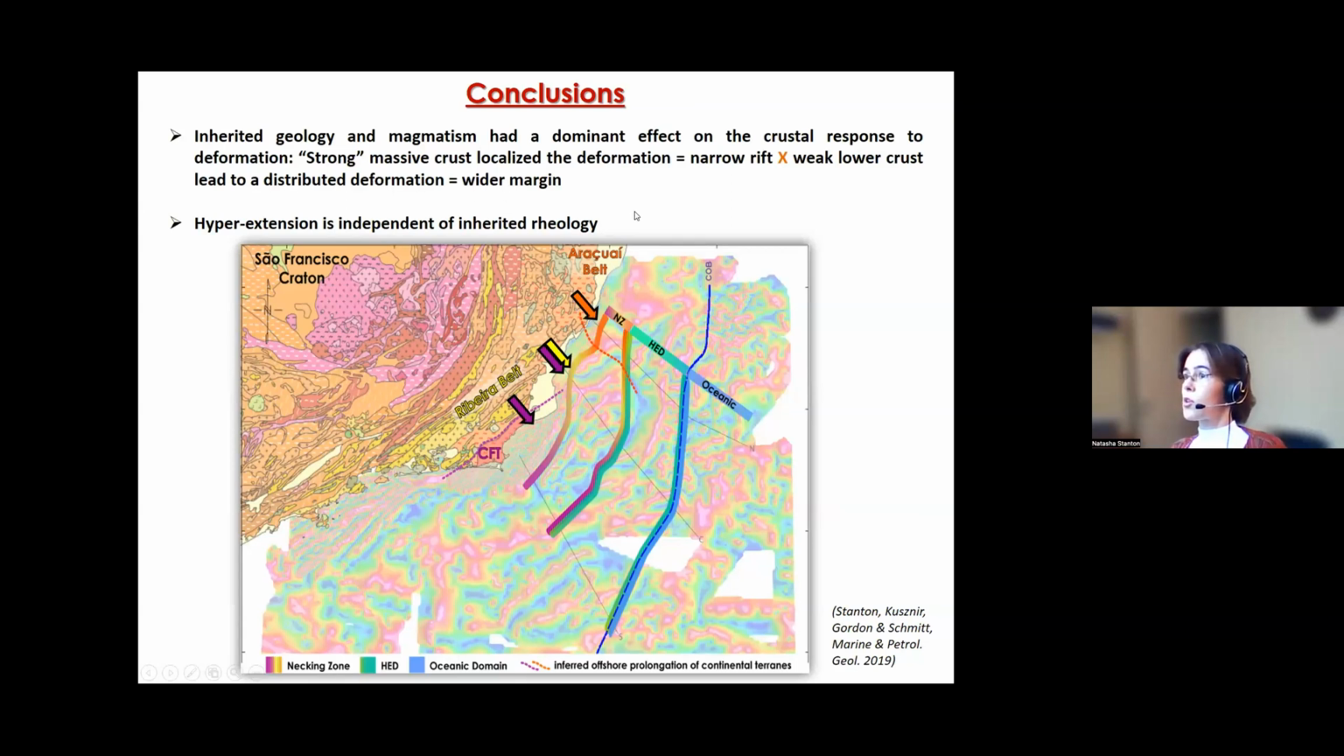So inherited geology and magmatism had a dominant effect on the crustal response to deformation, where to the north, more strong and massive crust seems to have localized the deformation, generating a rift that was narrower. While at the central and southern part of the basin, the presence of a weak lower crust led to a distributed deformation, creating a wider margin. The hyperextension of the crust seems to be more independent of inherited rheology and maybe more controlled by asymmetric processes.